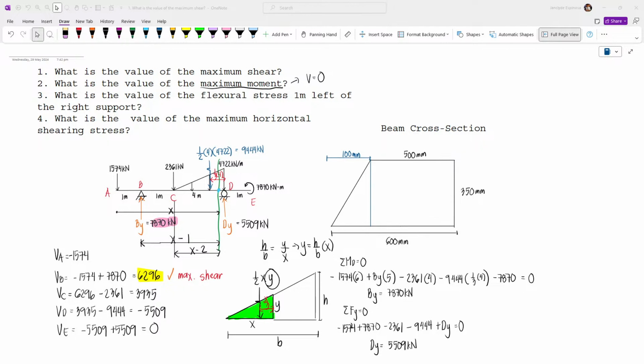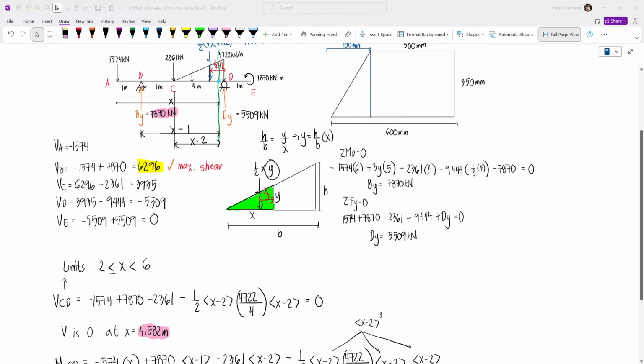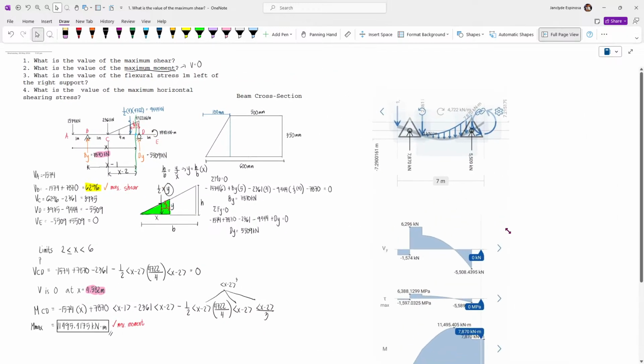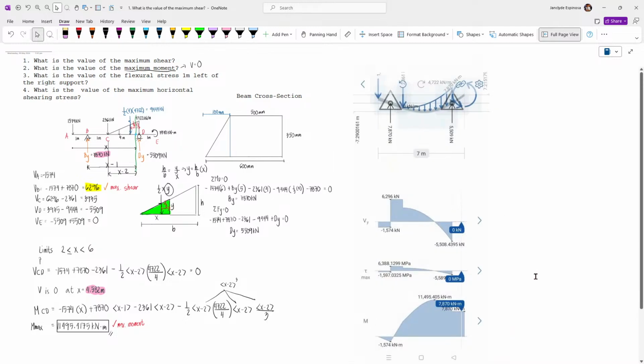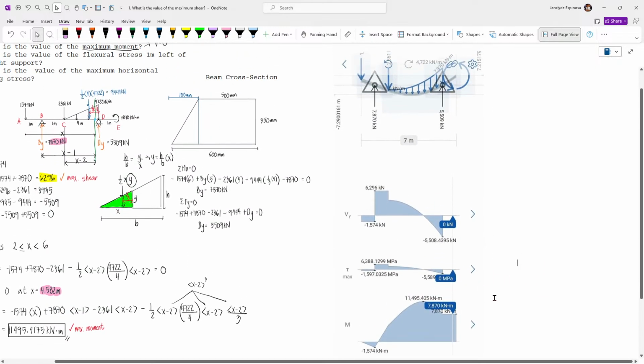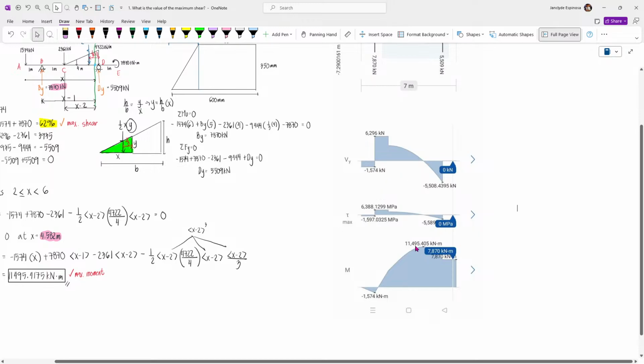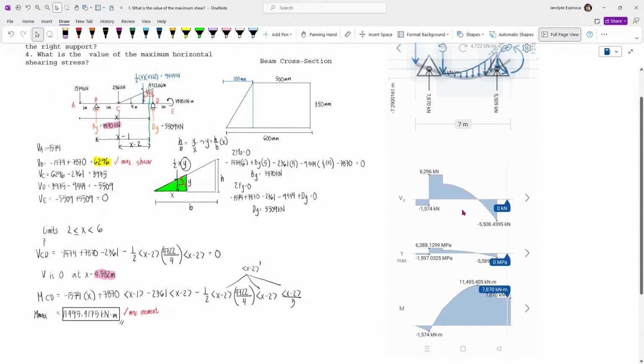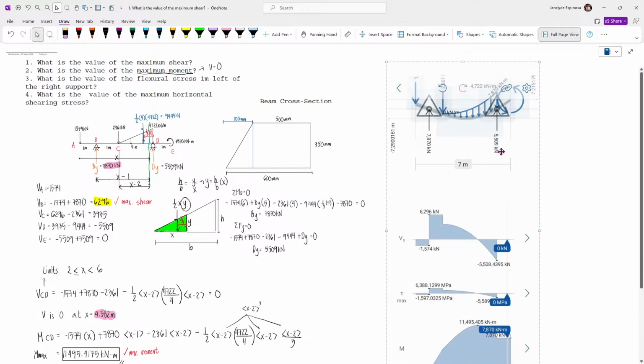Okay, now I'll verify the maximum shear and moment. So, the maximum moment is 11,495, this one. And then the maximum shear is 6,296, and here at the end, 5,509. There is a discrepancy here because the app I'm using uses finite element analysis.